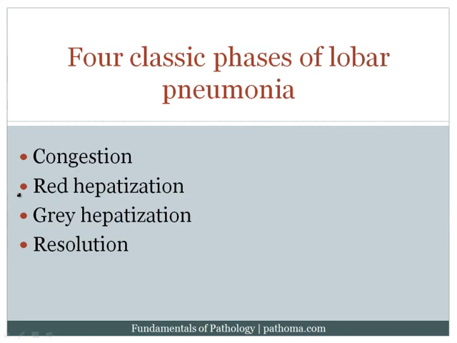The second phase is called red hepatization. The idea here is that you develop an exudate within the lung. The exudate contains neutrophils and some blood, and that fills the alveolar air sacs, and it gives the normal spongy lung a solid consistency, and so hence the term hepatization, or liver-like change to the normal spongy lung.